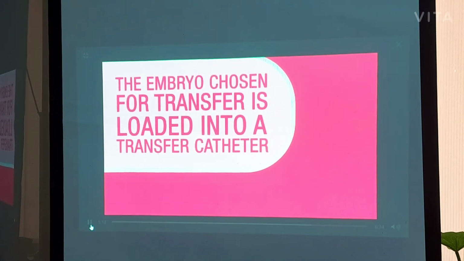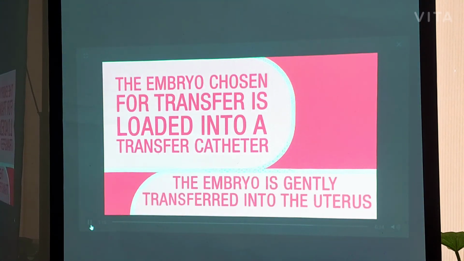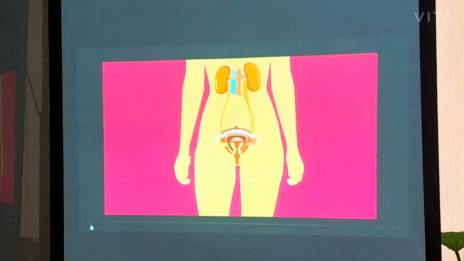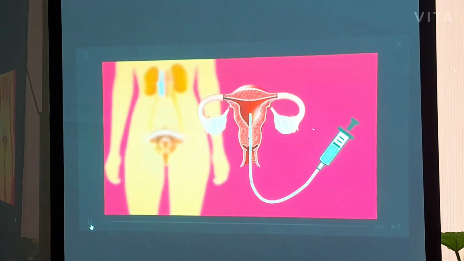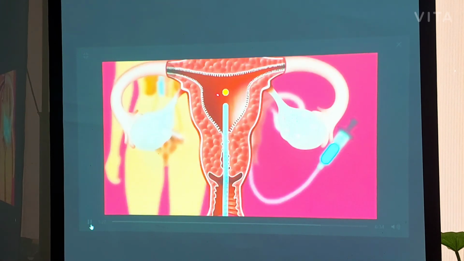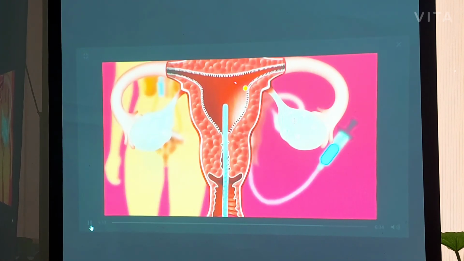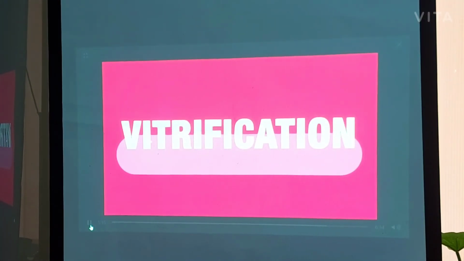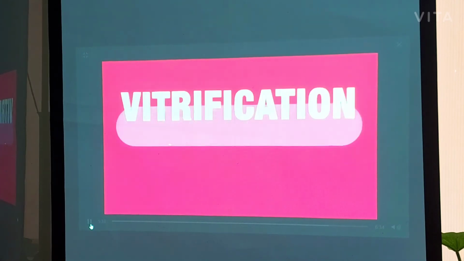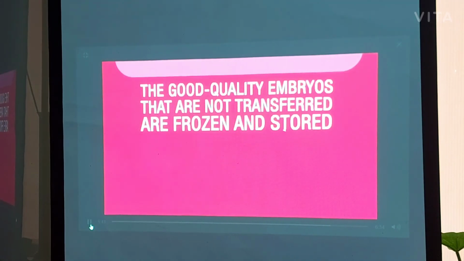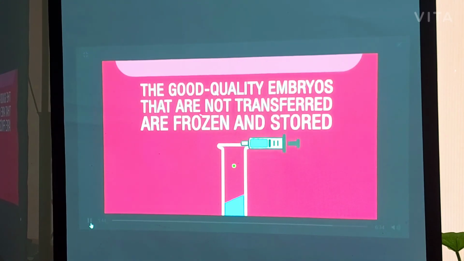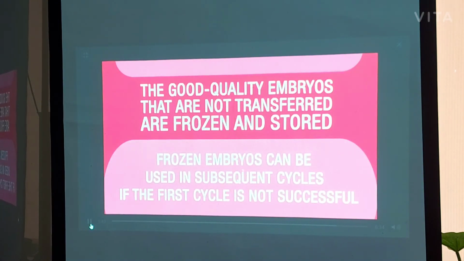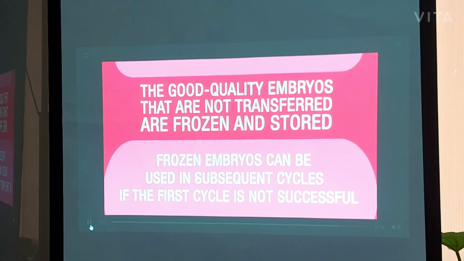The embryo chosen for transfer is loaded into a transfer catheter and then gently placed back into the uterus. This is how the embryo transfer catheter is placed and the embryos are placed. The embryo tries to find its place and start implanting and growing in the uterus. The remaining good quality embryos, grade 1 embryos, which are not transferred are frozen by a technique called vitrification, and these are used in subsequent cycles if the first cycle fails.